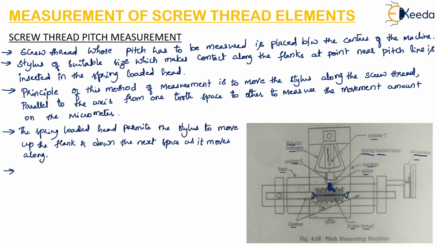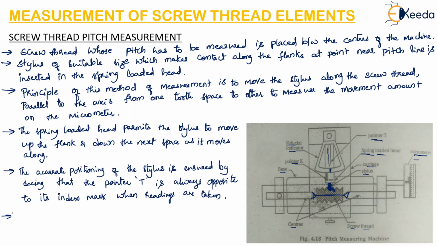The accurate positioning of this stylus can be ensured by seeing that pointer T is always opposite to its index mark. If this is the index mark, pointer T must be opposite to it when the readings are taken.